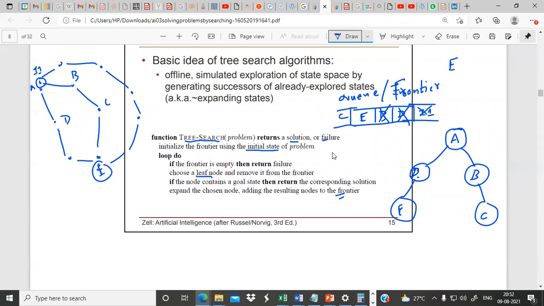Again, go back. If the frontier is empty, return failure. The frontier is not empty. Choose the leaf node and remove it from the frontier. If the node contains the goal state, then return the solution. Is this the goal state? Yes, this is our goal state. Now return the solution. Now return this path ADE. So this is how this simple tree search algorithm works.